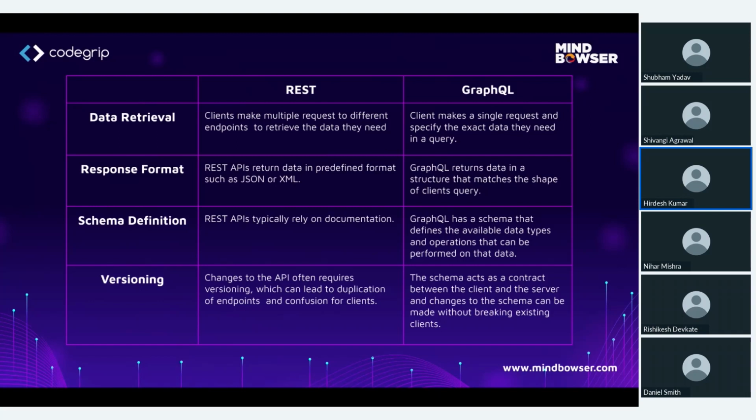And then we have versioning. Whenever there are changes in REST APIs, we have to give versioning to those APIs, which can lead to duplication of endpoints, and it also confuses the clients. But with GraphQL, the schema acts as a contract between the client and the server. So the schema plays a major role here.